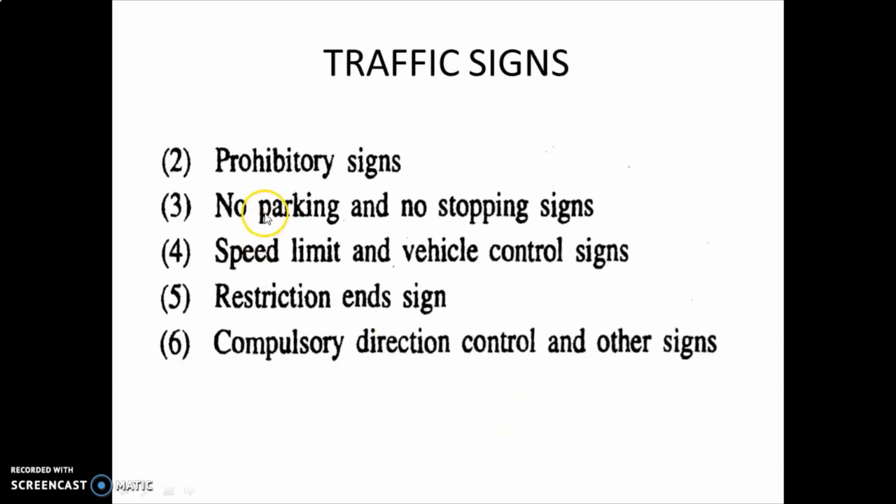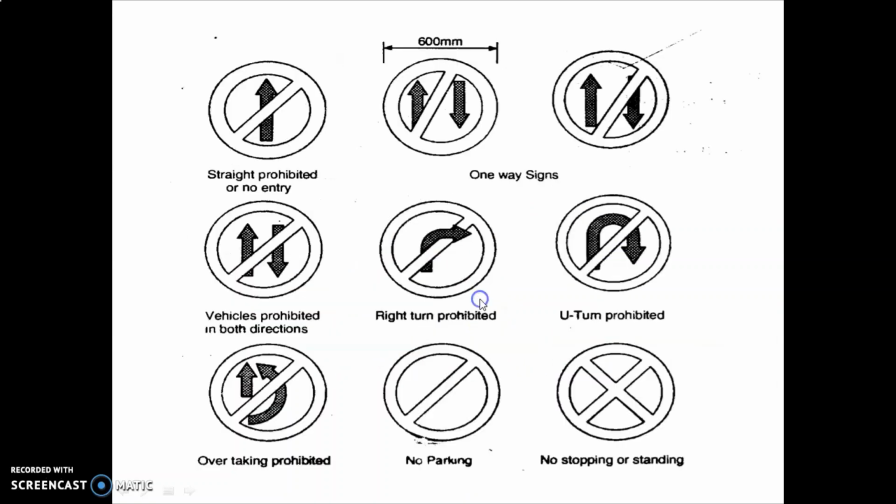Now there are some prohibitive signs also there. No parking and no stopping signs are there. Speed limit and vehicle control signs are there, restriction end sign and compulsory direction control and other signs are also there. So you can see I have mentioned here some of these signs.